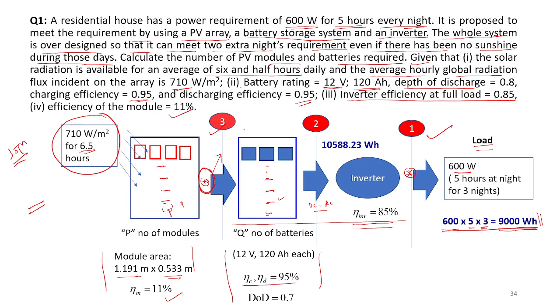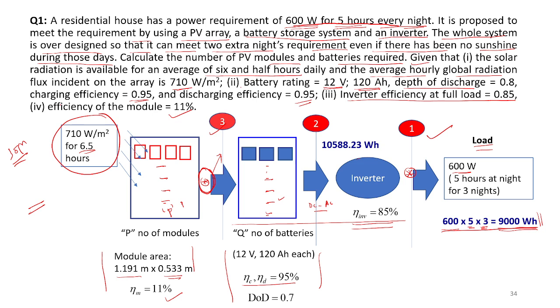So a residential house has a power requirement of 600 watt for 5 hours every night. It is proposed to meet the requirement by using a PV array, a battery storage system, and an inverter. The whole system is over designed so that it can meet two extra night requirements even if there has been no sunshine during those days. We have to calculate the number of PV modules and the batteries required.